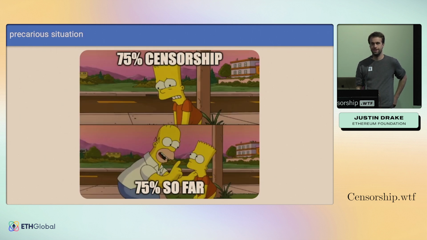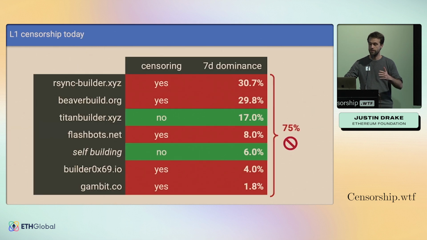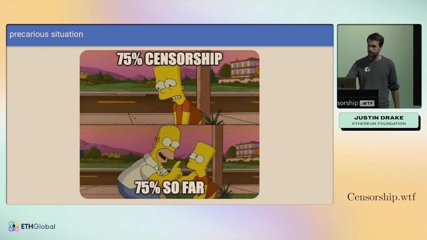Now, I think it's a pretty bad situation because we've had 75% so far, but actually the progression has been in a worrying direction. If you look at Beaver Build here, Builder 0x69 and Gambit, just a few weeks ago, they were non-censoring. So something happened, they flipped to becoming censoring. And so it's possible that we're actually going to have much more than 75% censorship in the short term.